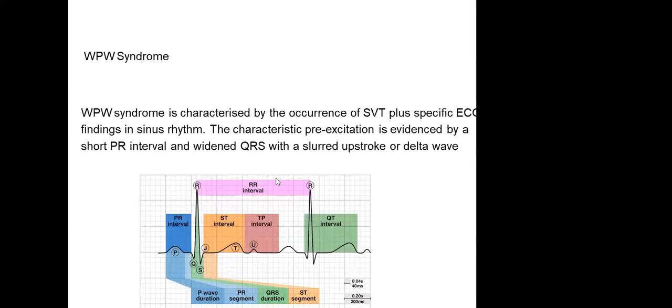WPW syndrome is one thing which all pediatricians have thought of, heard of, and sometimes dealt with as well. So WPW syndrome is characterized by occurrence of SVT, plus there is a specific ECG finding in sinus rhythm. There is characteristic pre-excitation, which is evidenced by short PR interval and wide QRS. With the upstroke of QRS, there will be slurring, which is also noticed and is called a delta wave.